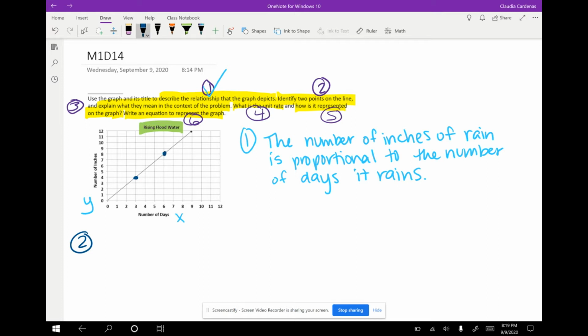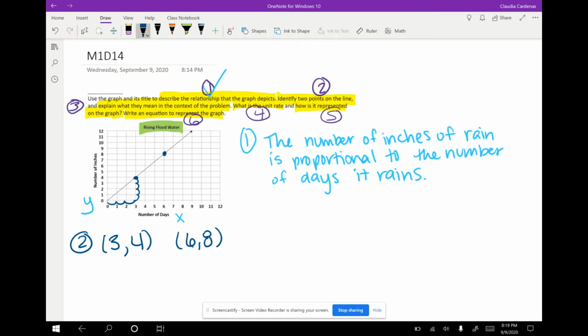So if you did not see that before, I'm going to explicitly draw out the points that I see crossing the corners of each grid. And so I see that that's 3, 4. Remember looking at the X first and then going up Y. And then the second one I see is 6, 8.